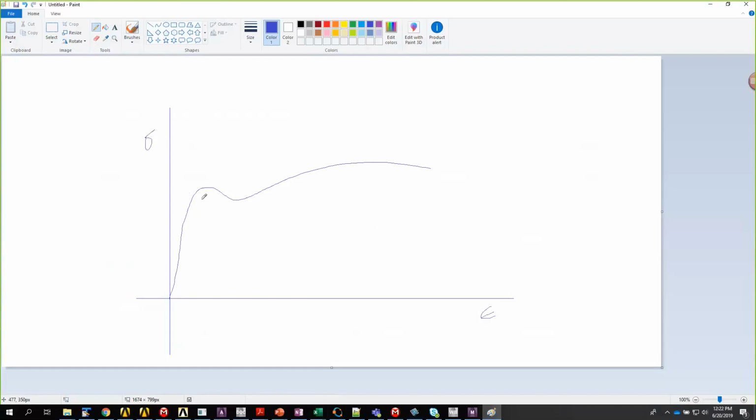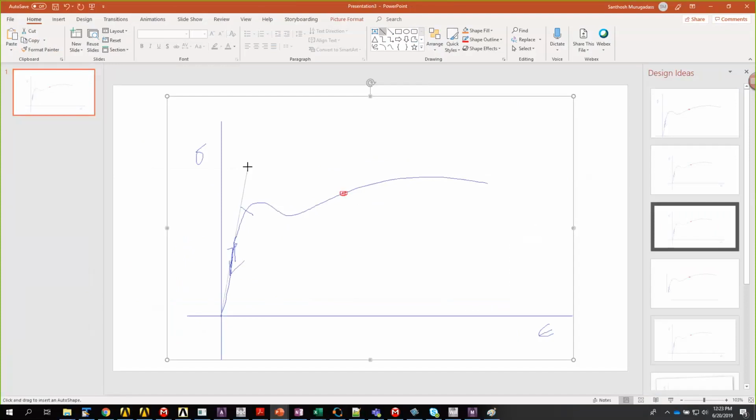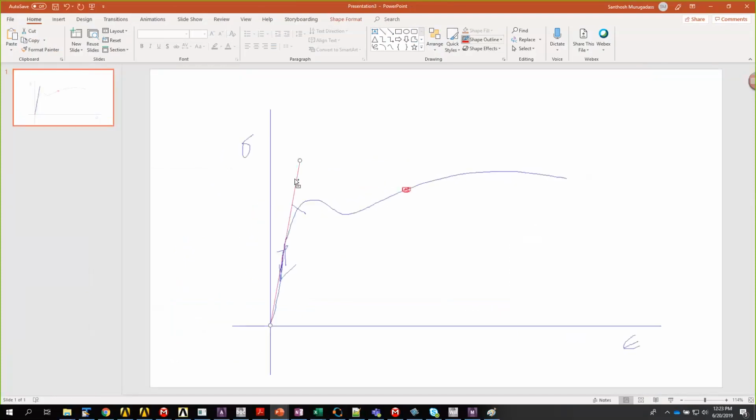Up to this point, if you load it and unload it, you will come back to 0. But suppose you have loaded the material up to here, let's say this is the Young's modulus curve. Up to this point, this is the total. Let me do it again.